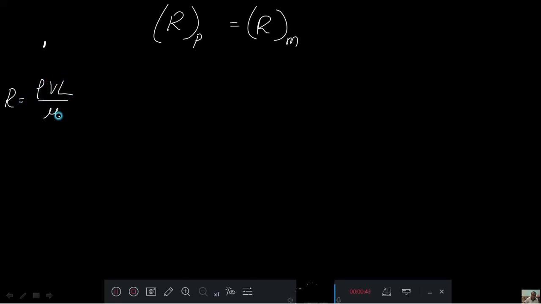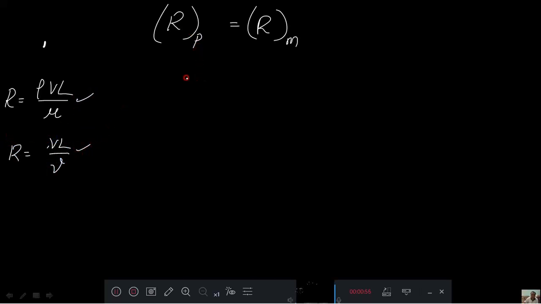that the Reynolds number for the prototype and the Reynolds number for the model must be the same. Okay, then what does Reynolds number mean? It is rho V L by mu, right? Or if you are using the kinematic viscosity, then Re equals V L upon nu. These two equations only we are going to use.